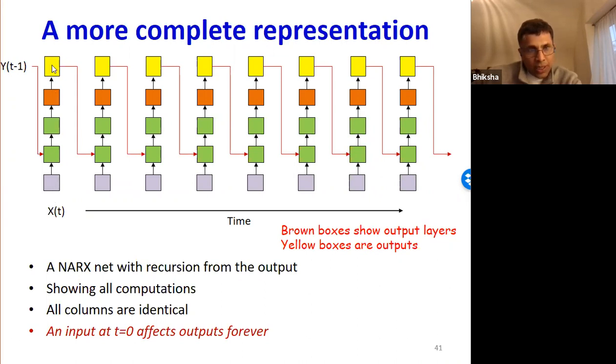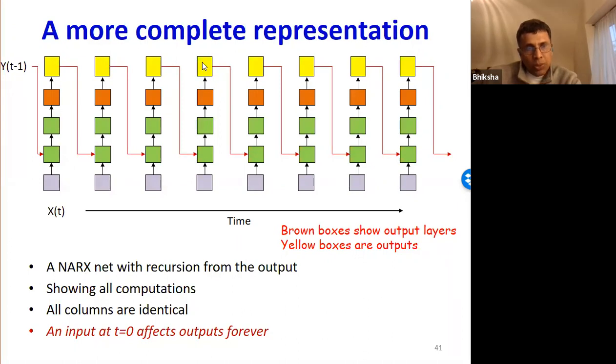This goes up here to this output, but then it comes back down here, influences this output and this output and this output and so on, all the way to the very end. And in each column, the input and the previous output is being processed sequentially by all of these layers till it produces the output. Now, again, you can see why an input at any time is going to continue to influence the output forever.